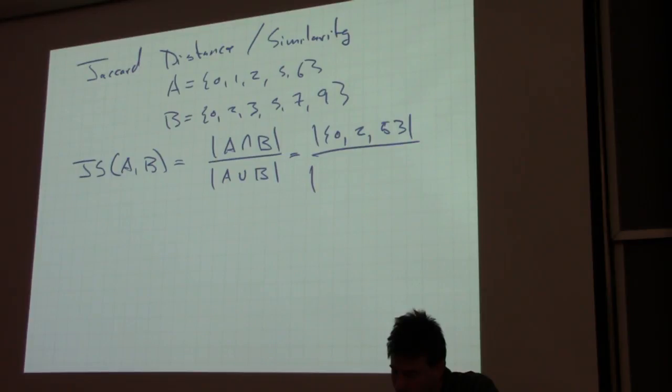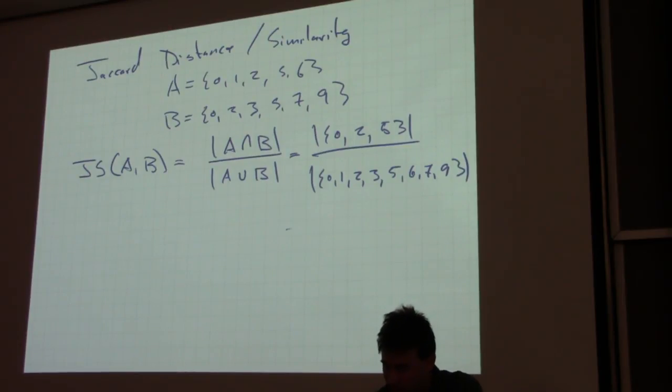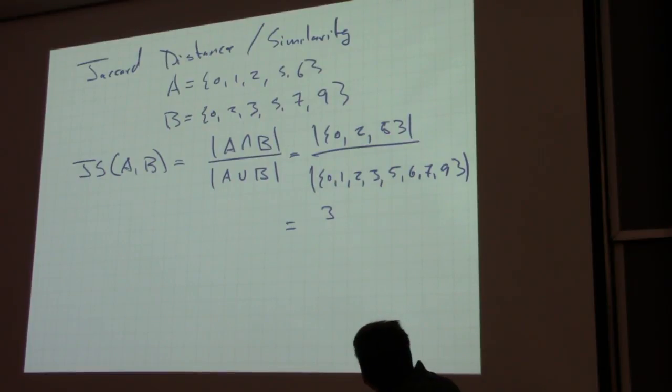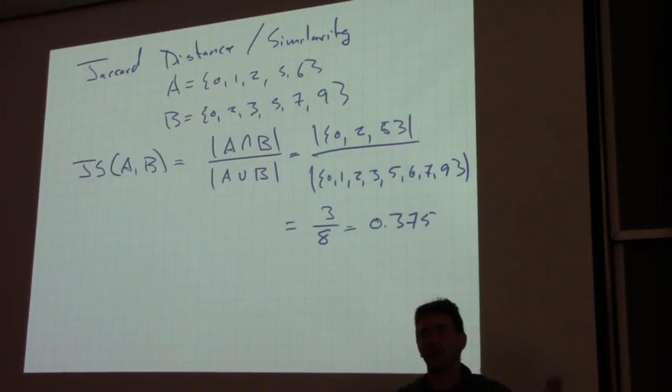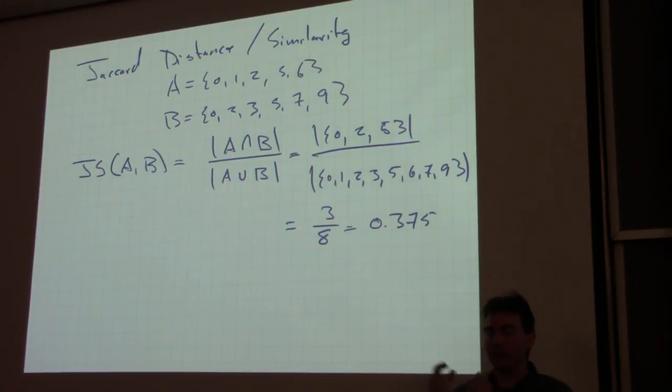And the union is 0, 1, 2, 3, 5, 6, 7, 9. Right? Okay, and so the intersection is equal to 3. That's the size of the set on top, divided by 8. So 3 divided by 8, and I get a similarity of 0.375. Okay, so I've defined a similarity between them.